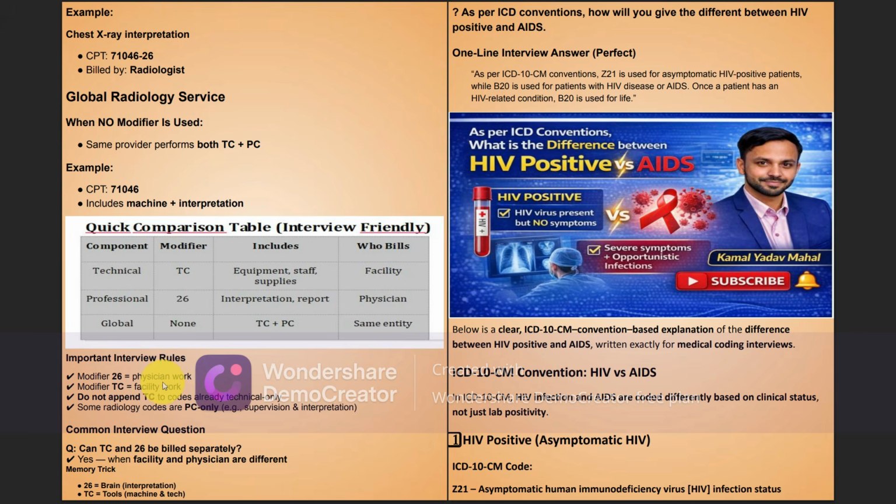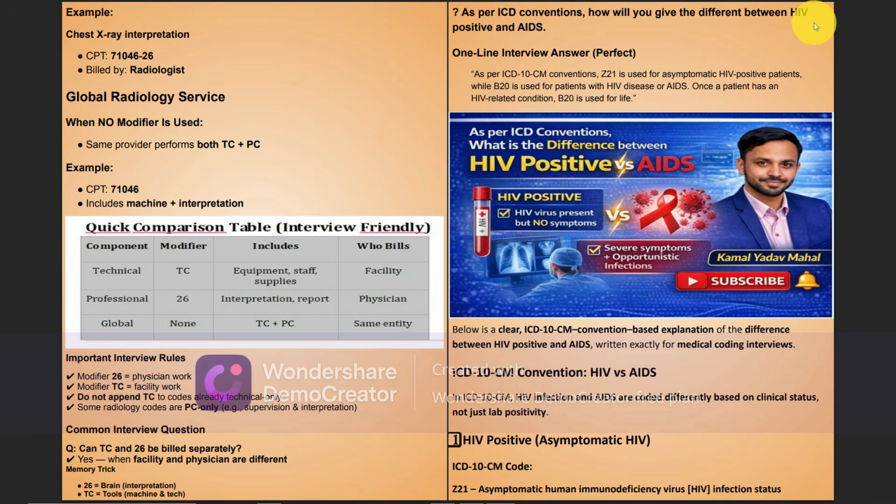Modifier 26: physician work. TC modifier: facility work. Don't append a TC to codes that are already technical only, and the same for radiology codes that are professional only, such as supervision or interpretation. Common interview question: can TC and 26 be billed separately? Yes, when the facility and physician are different, we bill both separately. Memory trick: 26 is brain or interpretation, used when the physician works. TC is tools, machines or technology, which is how we easily recognize it.